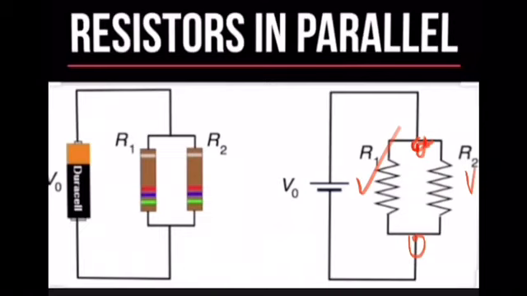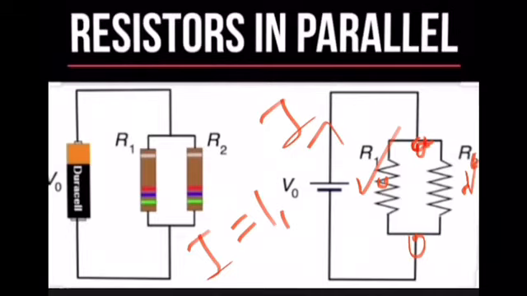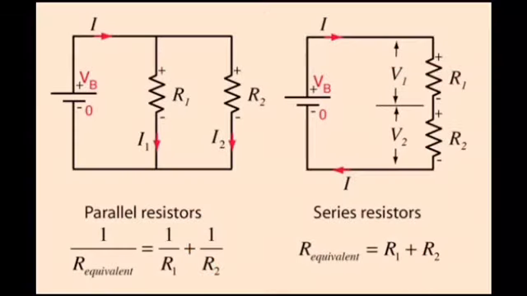That means the total current I will be equal to this particular I and this particular I. Let us imagine that in R1 the current I1 is flowing and the current I2 is flowing through R2. Then I will be equal to I1 plus I2. Let us see the conclusion.